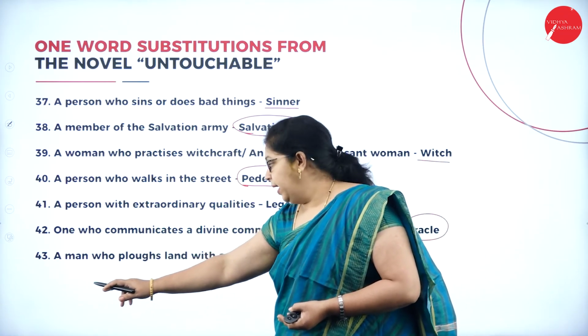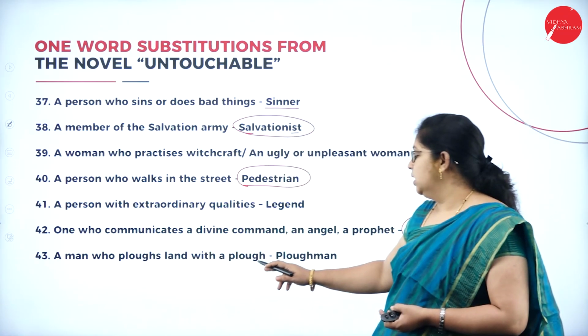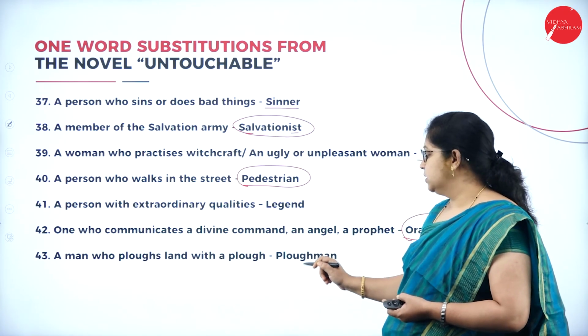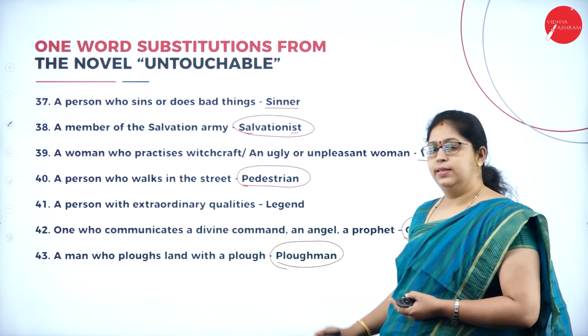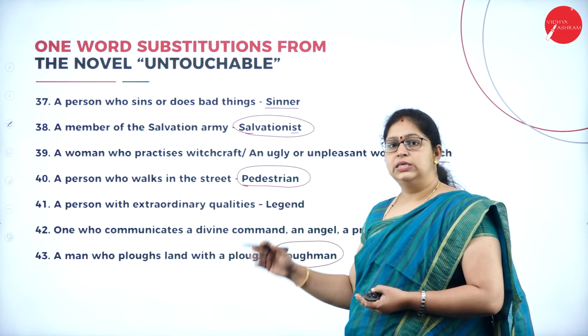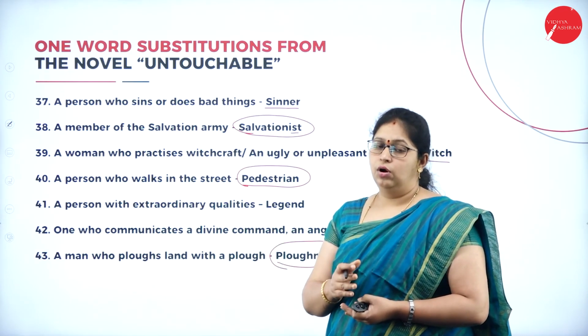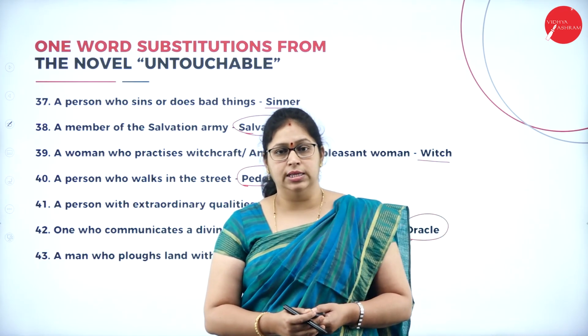Then a man who ploughs land with a plough. Okay, ploughing. Okay, that person is called ploughman. Okay, so these are the one word substitutions which are mentioned in your novel Untouchable by Mulk Raj Anand.